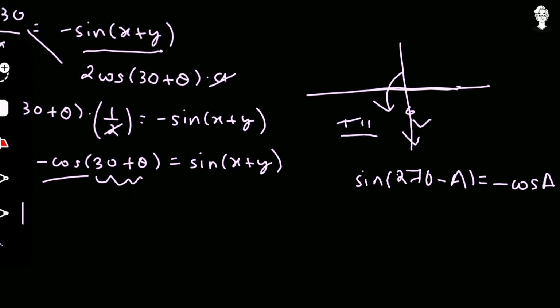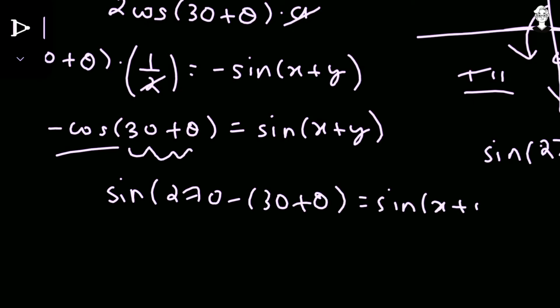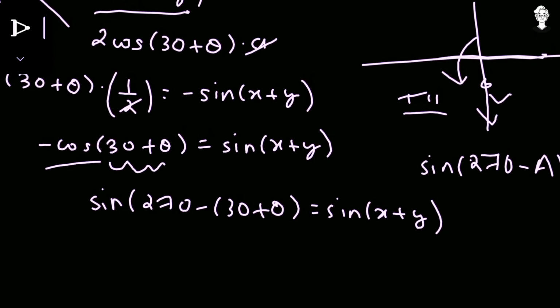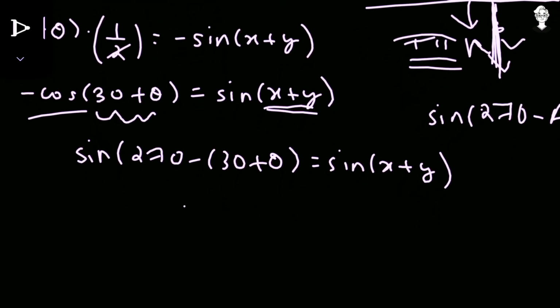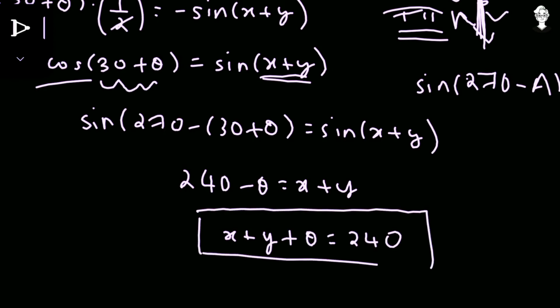So I'm writing it over there. Instead of this, we have sine of 270 minus a, and a is equal to 30 plus theta, and that is equal to sine of x plus y. Now as 30 plus theta has been subtracted from this axis, it is in the third quadrant, and this is already in the third quadrant. So now we can compare the angles. So 270 minus 30 minus theta, that is 240 minus theta, is equal to x plus y. So from here we obtain that x plus y plus theta is equal to 240 degree. This is the first relation we got between these three angles, x, y and theta.